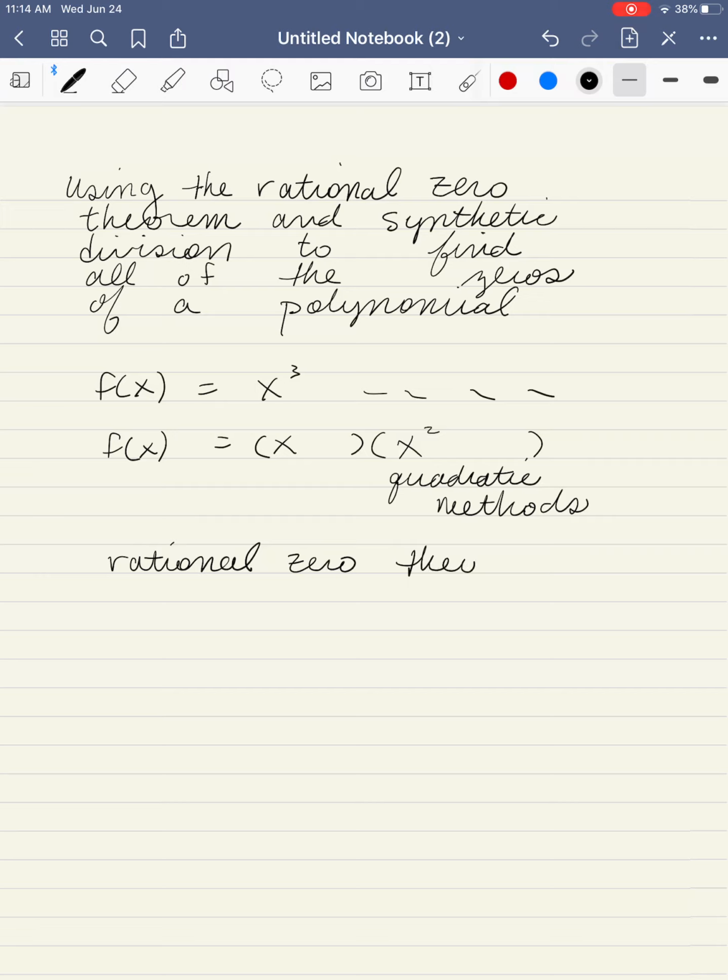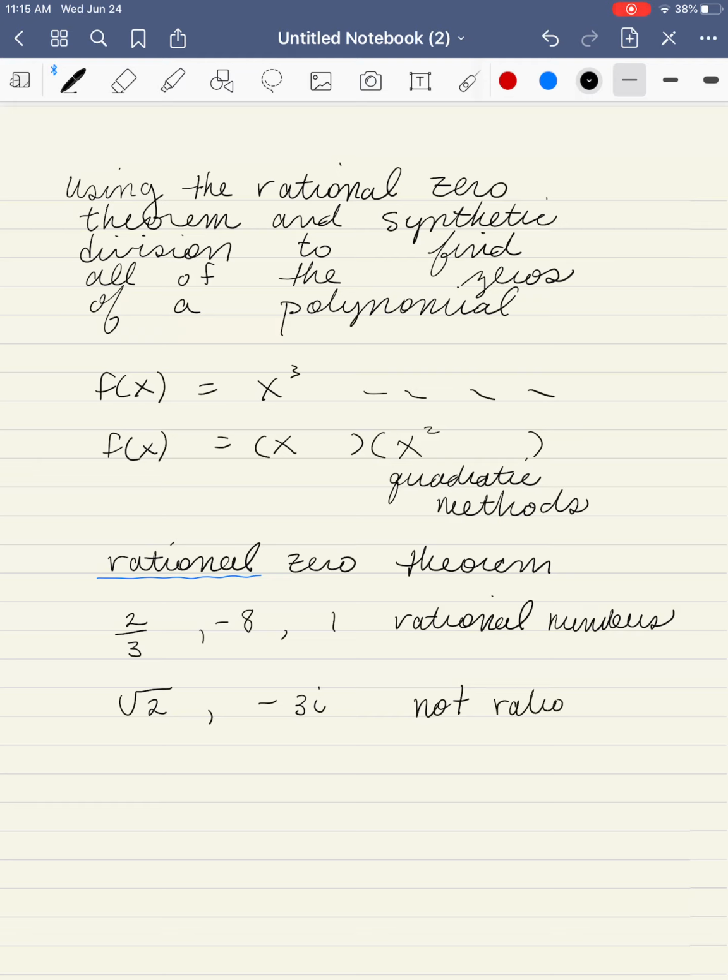So we're going to use something called the rational zero theorem. And remember, a rational number is a number that can be written as a fraction. So numbers like 2/3, -8, 1 are rational numbers. Numbers like the square root of 2, -3i, are not rational numbers.